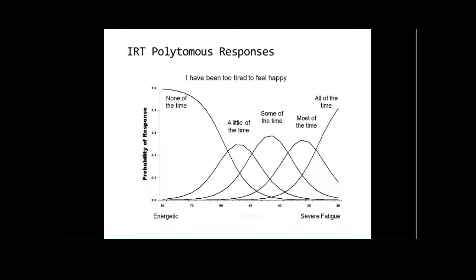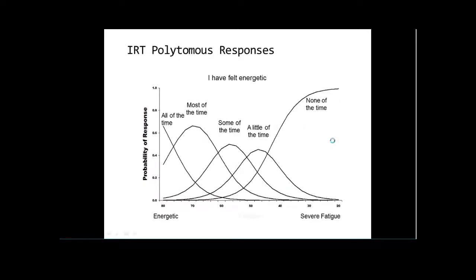So here's another item. I've been too tired to feel happy. This is actually a pretty good fatigue item, okay? And we can see what we like here. A lot of these curves, people say, oh, that's ugly, Richard, why are you doing this to me? But I like them. They're steep curves. If I sum this item with lots of others, I can zero in on a person's ability level.